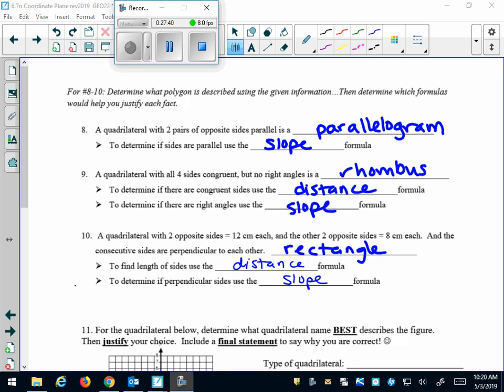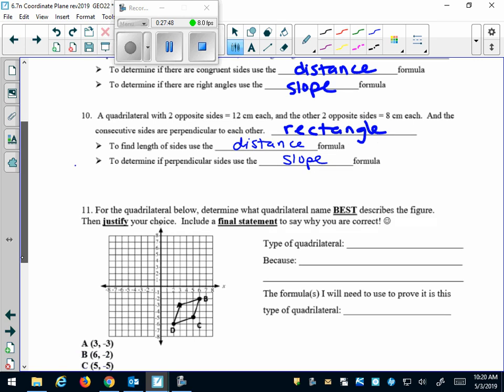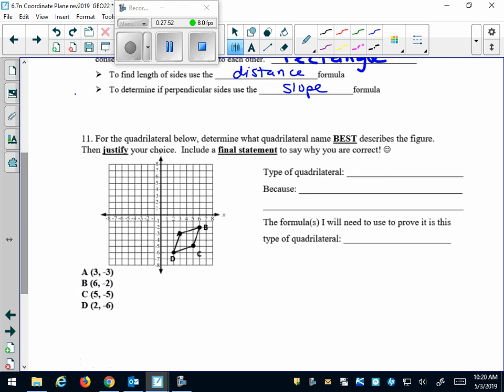All right, you guys try 9 and 10. Okay, so there's the answers there. For number 11, this is similar to the one we just did. It's already drawn for us. What would you guess that this might be? Could be a rhombus. We can't tell for sure, but we think that maybe it's a rhombus. What are we going to have to show to prove that it's a rhombus? Okay, so parallel sides and 4 congruent sides. If we're trying to figure out parallel sides, what formula are we going to use? Slope. And congruent sides, we're going to use distance. So this is really just like that last one that we did.